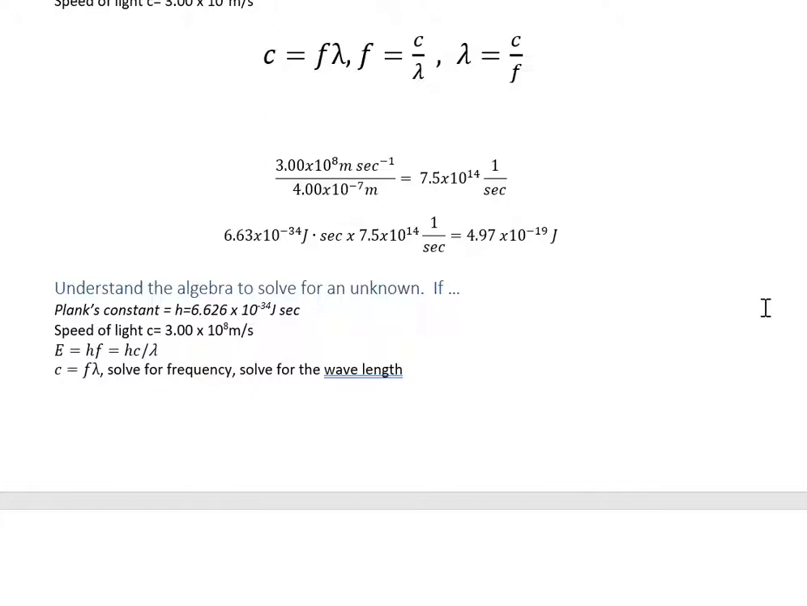So if you want to calculate, in this case, the frequency, the speed of light always stays the same. So now I'm going to use this formula here, speed of light divided by the wavelength. So the speed of light divided by the wavelength will give me my frequency.